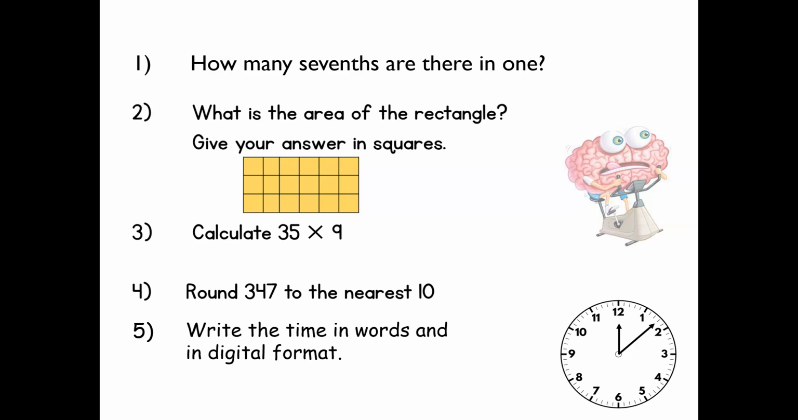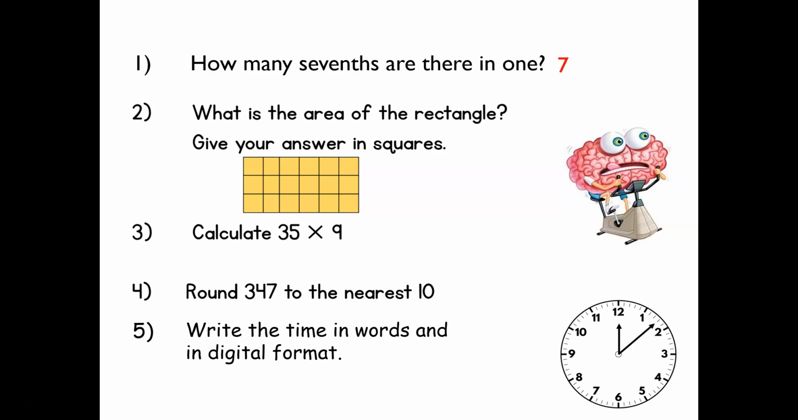Here are your 5 questions. Pause the video now and have a go. Question 1 asks how many sevenths are there in 1? If the parts are sevenths, then we know the denominator is 7. For the fraction to equal 1 whole, there must be 7 parts of 7. There are 7 sevenths in 1.